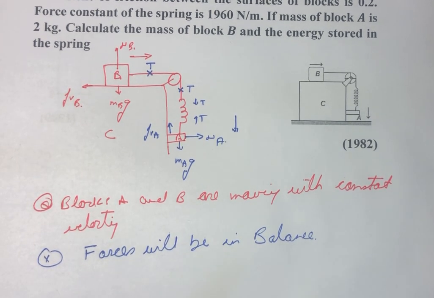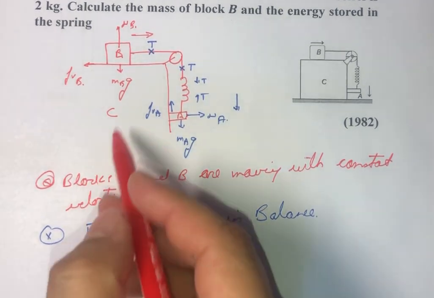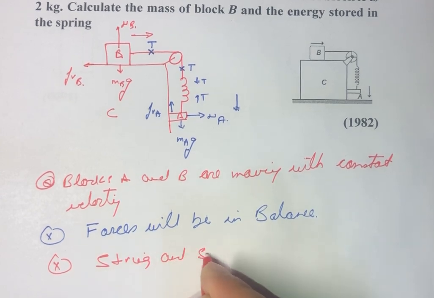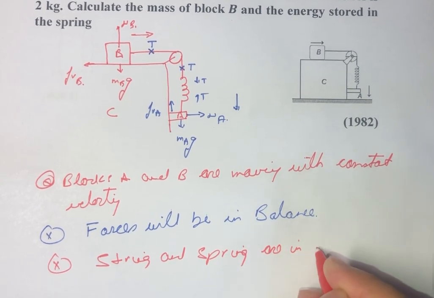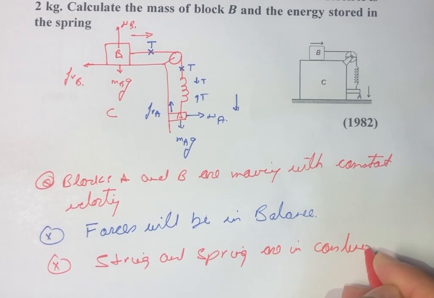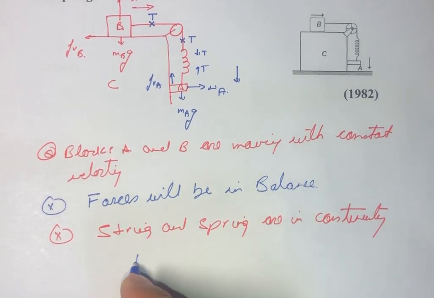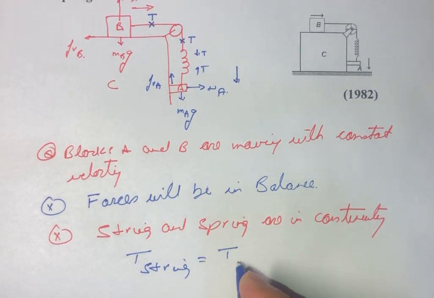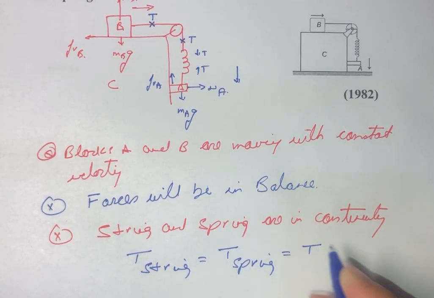Next, the string and the spring are in continuity. So we can say the tension in the string will be equal to the tension in the spring, which we are going to say will be equal to T.